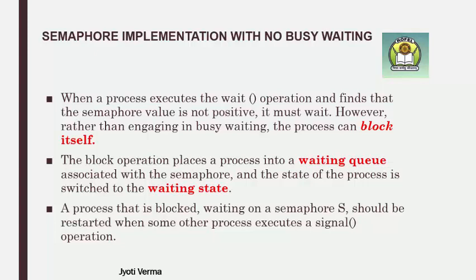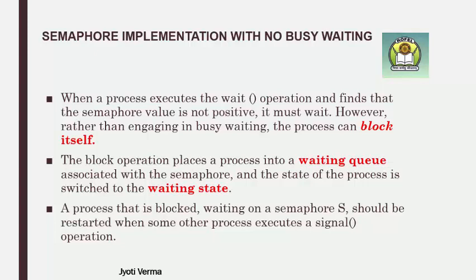Semaphore implementation with no busy waiting. When a process executes the wait operation and finds that the semaphore value is not positive, it must wait. However, rather than engaging in busy waiting, the process can block itself. That means it must not execute continuously in the loop. It can block itself if the semaphore value is not available. The block operation places a process into a waiting queue associated with that semaphore, and the state of the process is switched to waiting state.